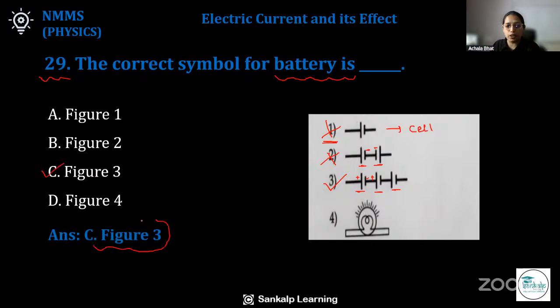Option C. Figure 3 is correct. What about fourth one? This fourth one represents glowing bulb. This is wrong option.